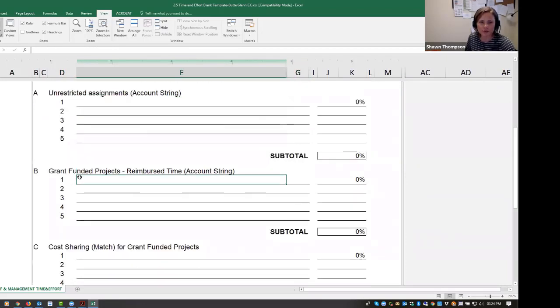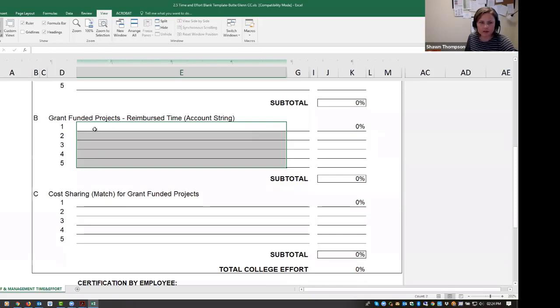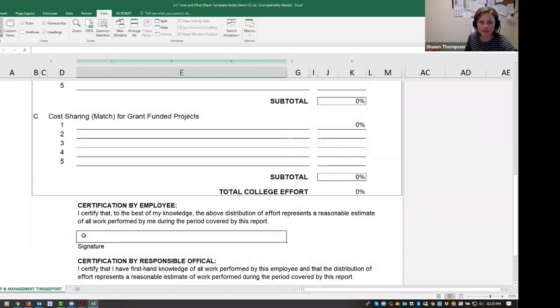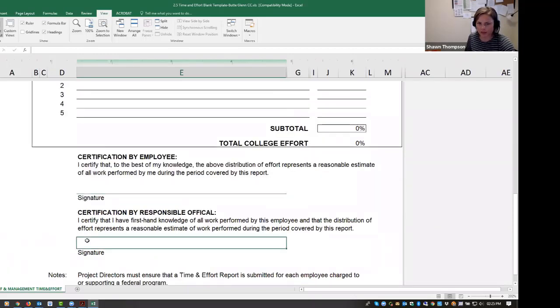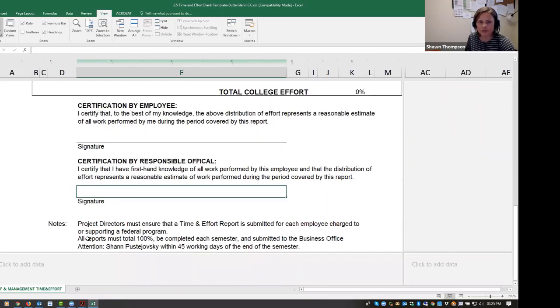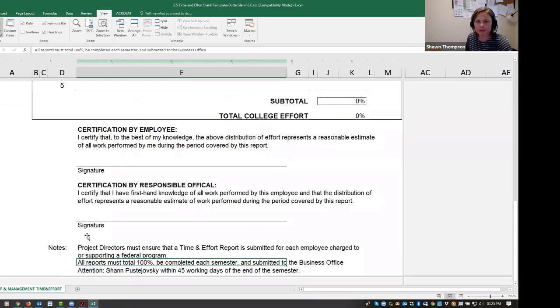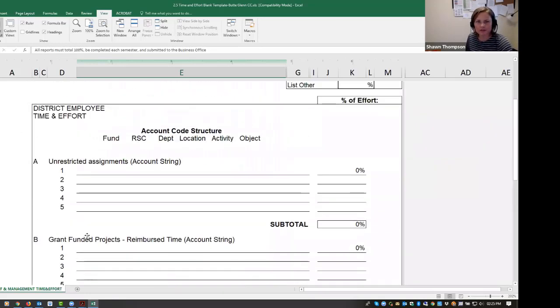And then grant funded projects. So this would be SBDC where you could put that. And that's reimbursed time. So that would be for the federal, and then maybe any other ones that you're getting reimbursed for. And then cost match for the grant funded projects. And you list that here, and it should total 100%. The employee is going to sign it. And then a supervisor or the appropriate person, Sophie, you can maybe chime in and let me know if I'm explaining this correctly, would sign below, and then this would get processed. So this can look several different ways, but it still accomplishes the same general idea.